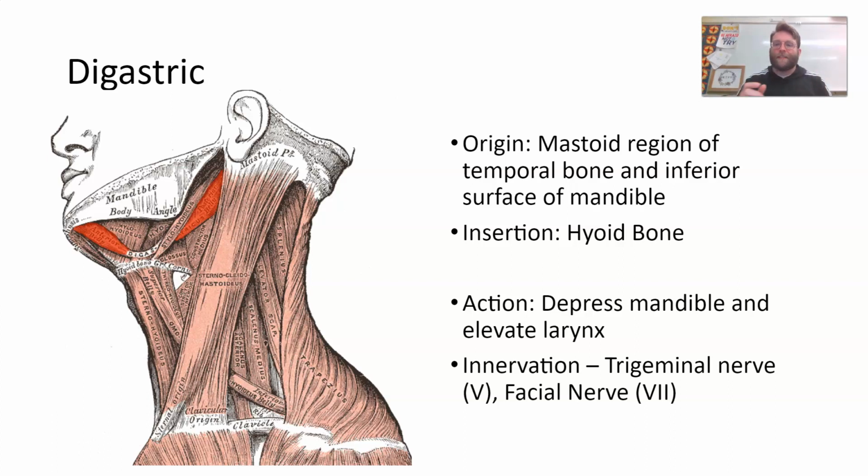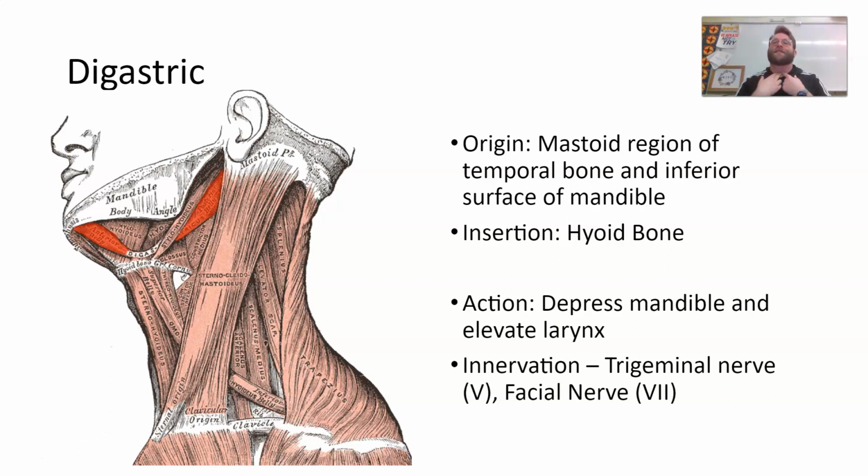The next muscle here is your digastric, and it works with your masseter to help you chew. So the digastric, again, you have one that kind of runs on either side here. It's going to begin, or its origin will be in the mastoid region of the temporal bone. So essentially, it's going to be starting up here, kind of where your mastoid process is, towards the back of your head. And then it's going to be inferior to the surface of the mandible. So it's going to be underneath, around and underneath there.